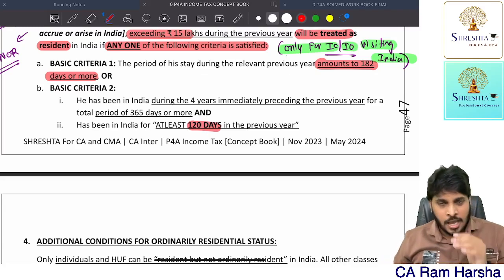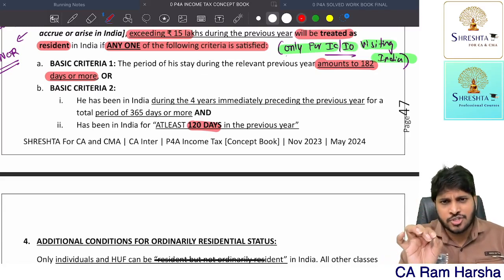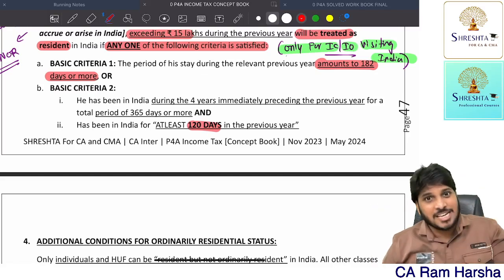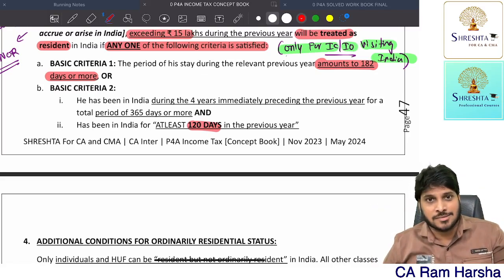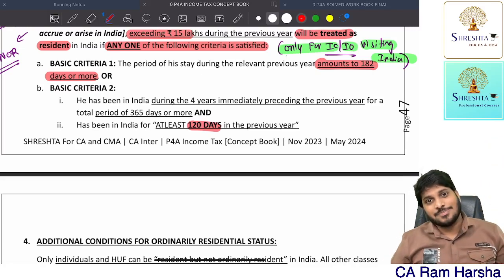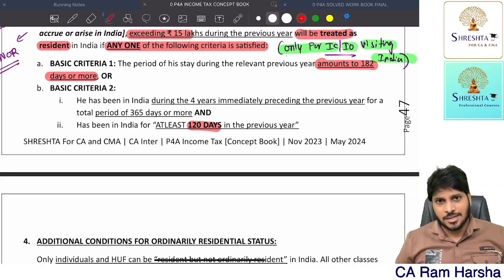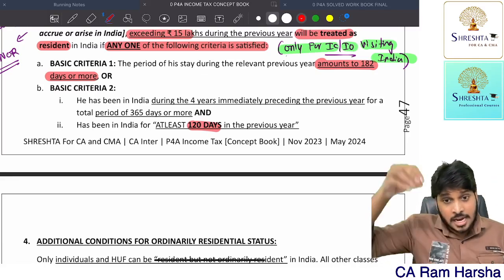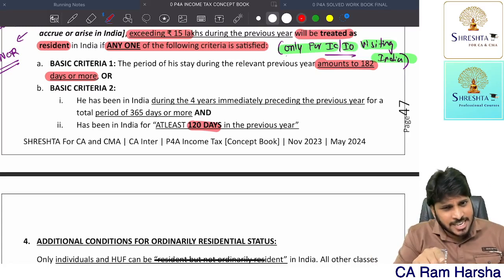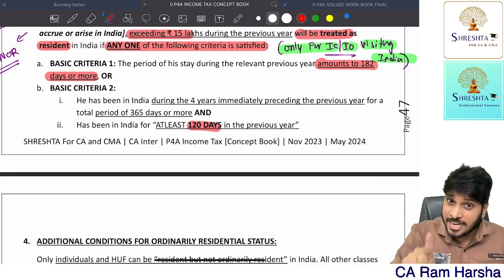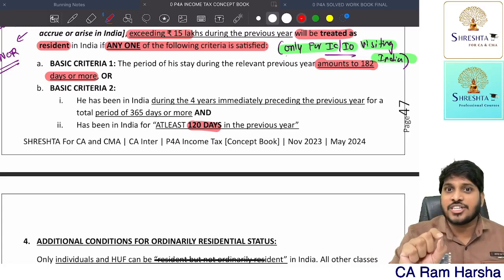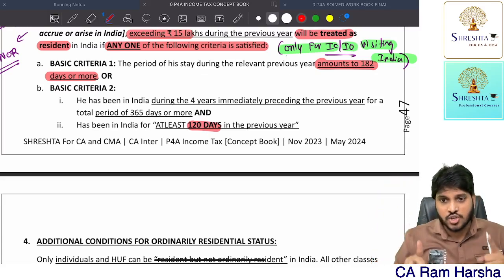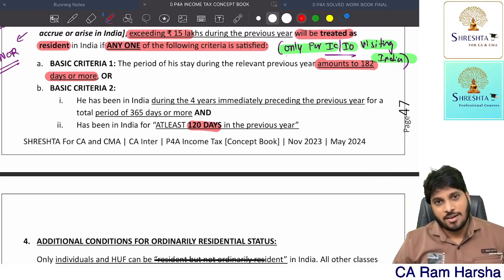Getting it? If they stayed for 120 days or more, and in the past 4 years 365 days, then also they're resident. Now tell me, if he's an Indian citizen, Indian origin, settled outside, coming to India, will the 60 days logic apply? No. Will the 120 days logic apply? Yes. What is the condition? More than 15 lakhs Indian income should be there. Then the 120 days logic will apply. I hope you are clear.